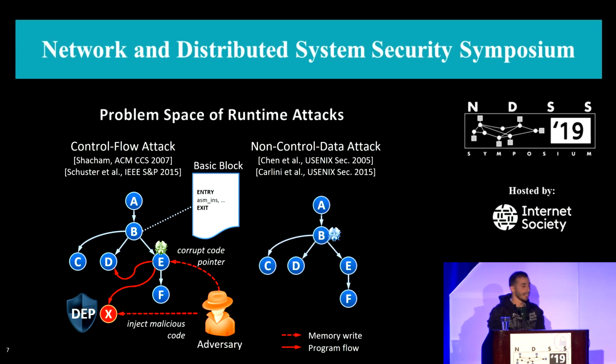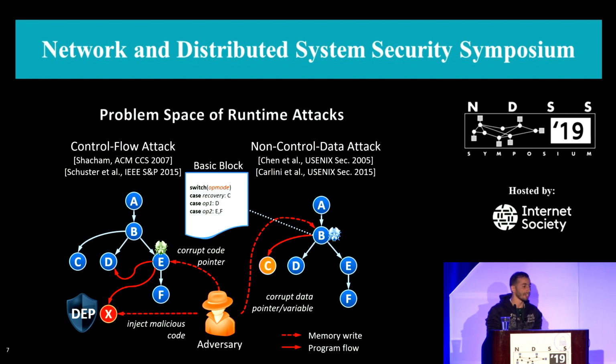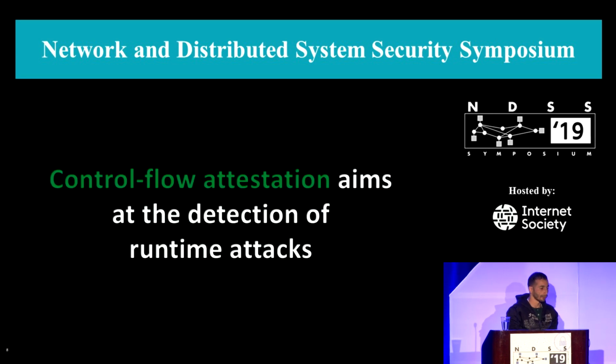On the other hand, in a non-control data attack, the adversary actually changes a data variable rather than a control variable to change the control flow of a program to another legitimate control flow, but not the intended one. For example, the adversary may change a permission or a privilege condition to make the program execute a more privileged execution than it was expected to.